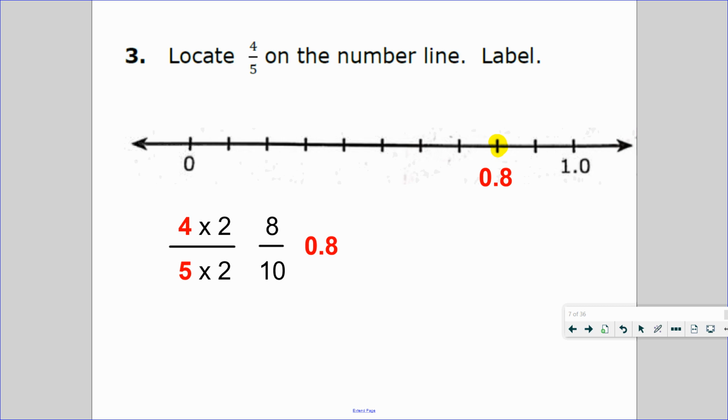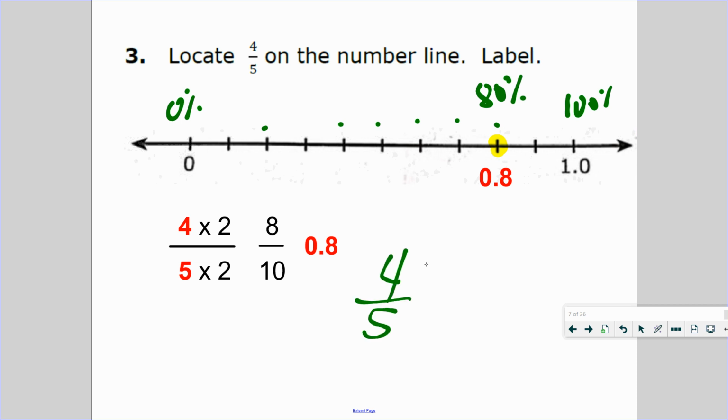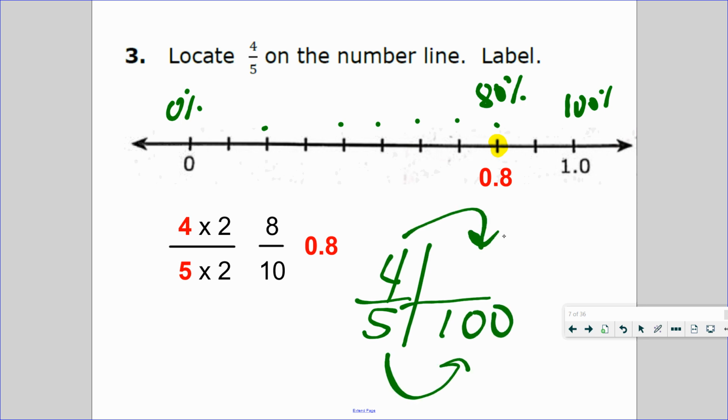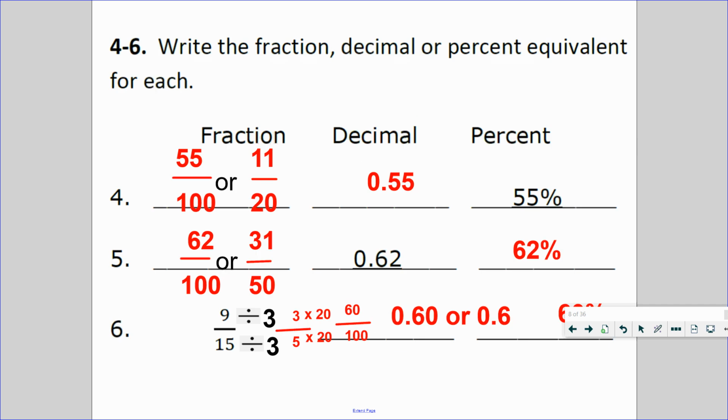Label it. Let's see. This is like a 0%. Think about this as a 100%. This is broken into 10 parts. So it's 10, 20, 30, 40, 50, 60, 70, 80, 80%. Oh, I'm so sorry. 4/5 is the same as saying it's a relationship here to build it to a percent out of 100: times 20, times 20, 80 hundredths, or 80%. So it's right there.